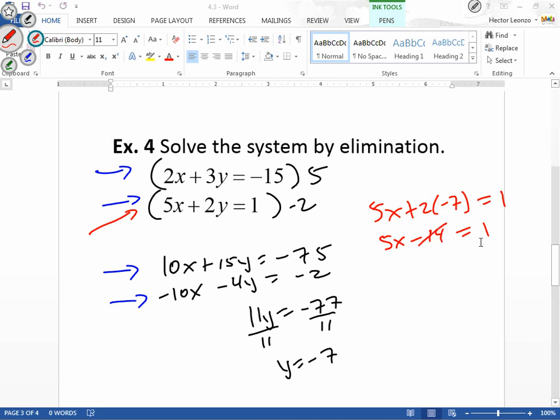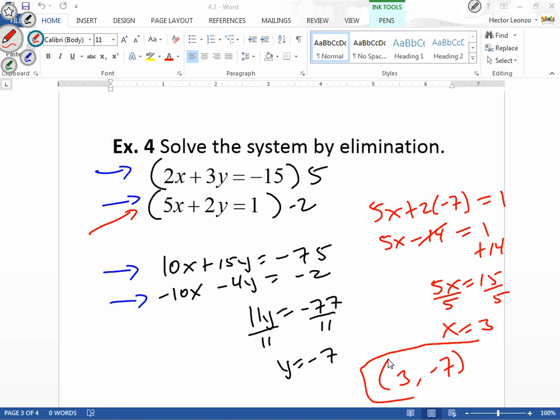Let me move the 14 over. Obviously, switch the sign. I have 5x equals 15. Let me divide both sides by 5. I get that x is equal to 3. So my answer should be (3, -7). It doesn't matter which letter we solve for first. In my parentheses, I have to put the x value first.